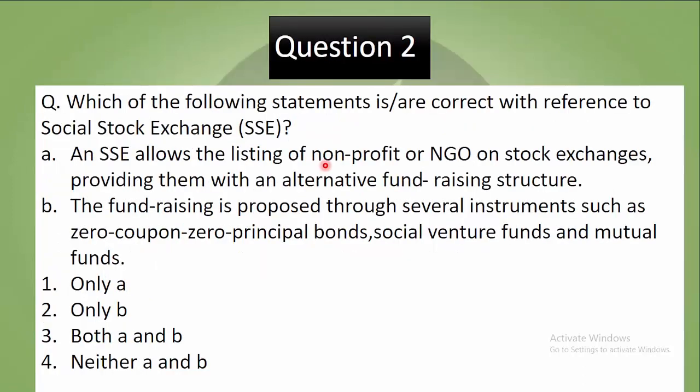Okay, now we will come to our second question. Which of the following statements is correct with reference to the social stock exchange? A. A social stock exchange allows the listing of non-profit or non-government organizations on stock exchanges, providing them with an alternative fundraising structure. B. The fundraising is proposed through several instruments such as zero coupon, zero principal bonds, social venture funds and mutual funds. I hope after seeing this video you all can answer this. You can type the answer in the comment section, or if you have any other doubts as well.